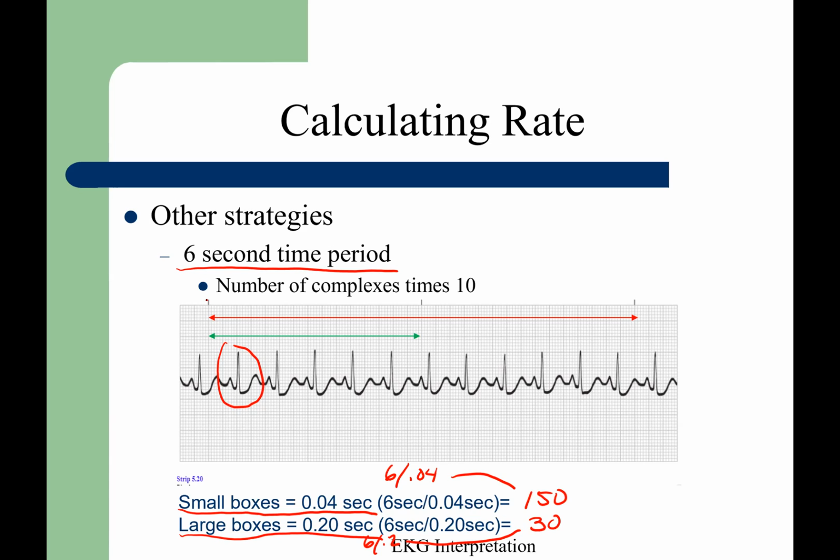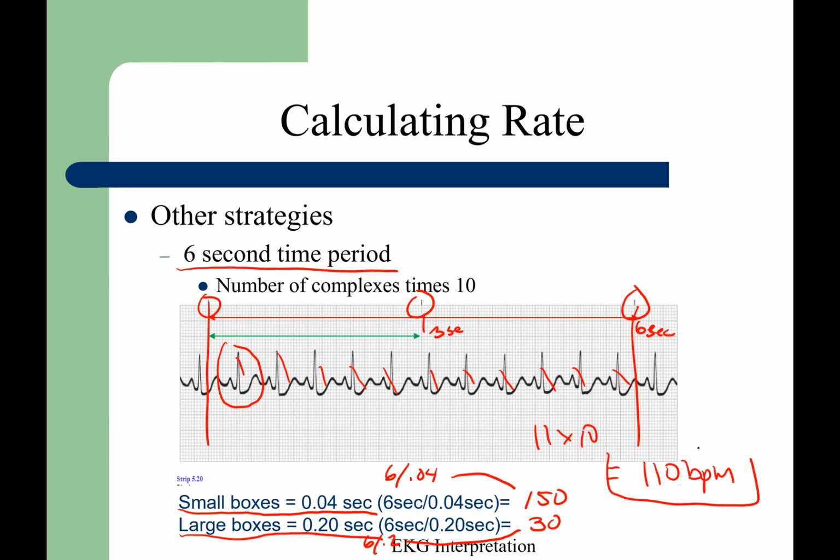The other thing you could do is look on your EKG for these markings. This is a 3-second marking, and this is a 6-second marking. So if I'm going to use the 6-second time period, I'm going to count the number of complexes within my 6 seconds and multiply it by 10. 1, 2, 3, 4, 5, 6, 7, 8, 9, 10, 11. 11 times 10 equals 110 beats per minute. Again, not as accurate, but we're not guessing like we were in the triplicate method.